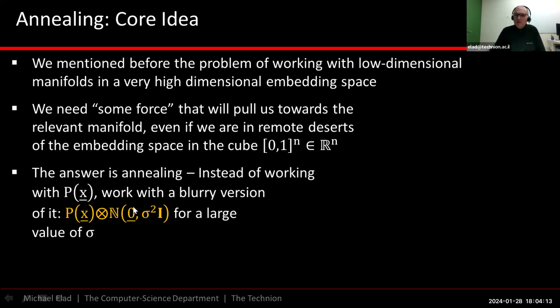Here is what we will do. Instead of working with P of X, instead of working with the original density function, we will work with a blurred version of it. We will blur it. And by blurring it, we mean I'm spreading it now. It has large tails that exist everywhere. And suddenly I can surf on these tails. Okay, this is clear, I hope.